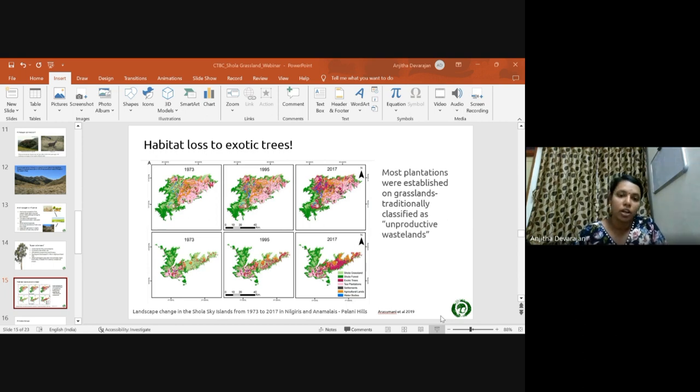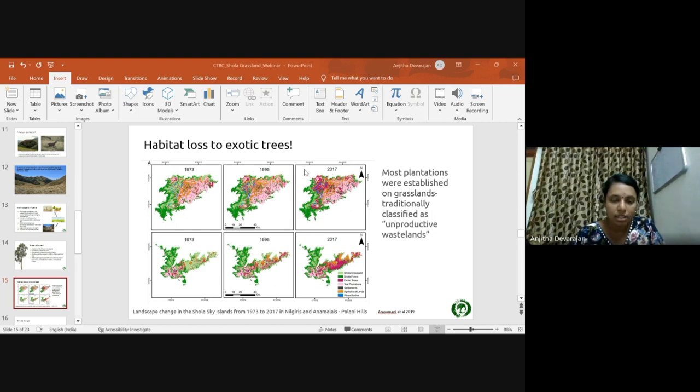the exotic trees. You can see in the figure itself, in 1973, there was less area under exotic trees, that is in the dark pink color. But coming to 2017, a large area has been invaded by these exotic trees. Around 1995, a law was passed to stop the plantation of exotic trees. And then later on, what happened? After the plantation also, they started invasion. So this is what is happening.